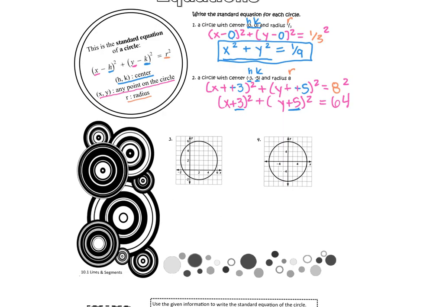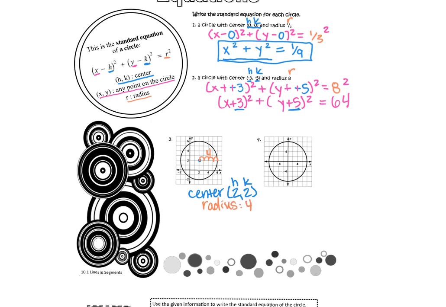Okay, here they've given us a graph, and we need to write the equation. In order to write the equation, we need our h and our k, which is our center, and our radius. So our center is right here, which would be at the point (2, 2). So our h and our k are both 2. And then our radius is the distance from the center to the outside. So if we hop over 1, 2, 3, 4, our radius is 4.